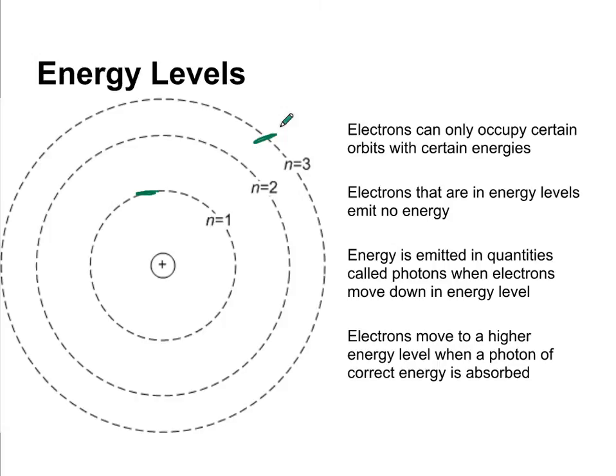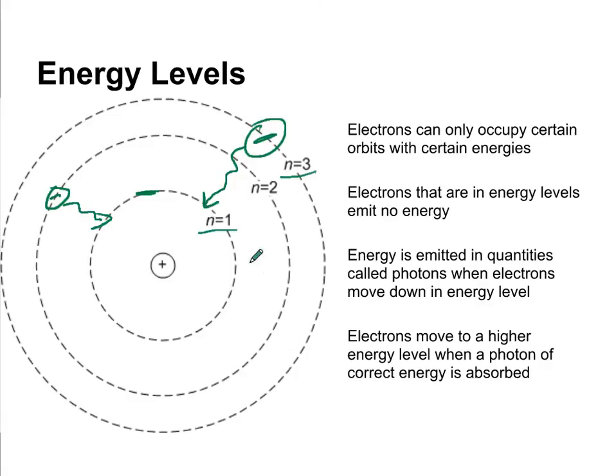He also said that energy is emitted in quantities called photons when electrons move down in energy levels. So if this electron right here were to go from the third energy level down to the first, it would give off a specified amount of energy, the difference between this third energy level and the first. That amount of energy would be emitted from the atom. Now, if we had an electron going from the second energy level down to the first, it would give off less energy than this first electron, and it would have its own value for the energy, and a different wavelength of light associated with it.